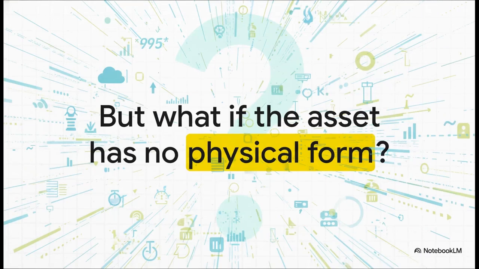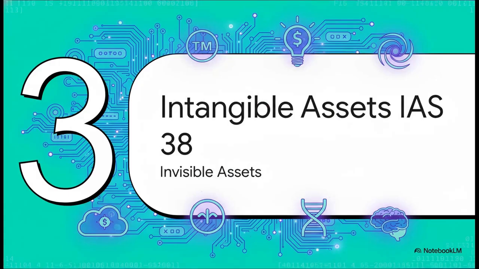But let's pause for a second. What if the asset has no physical form? How do the rules change when the asset you've just spent millions of dollars generating is completely invisible? That brings us perfectly to Section 3, Intangible Assets, IAS 38, Invisible Assets.